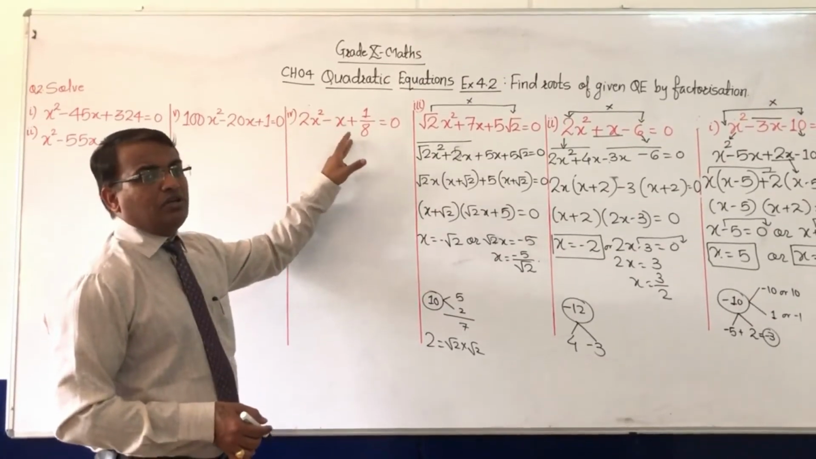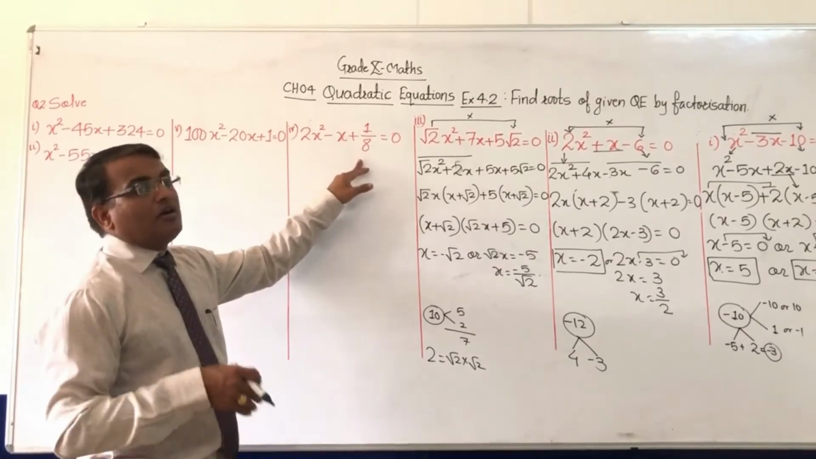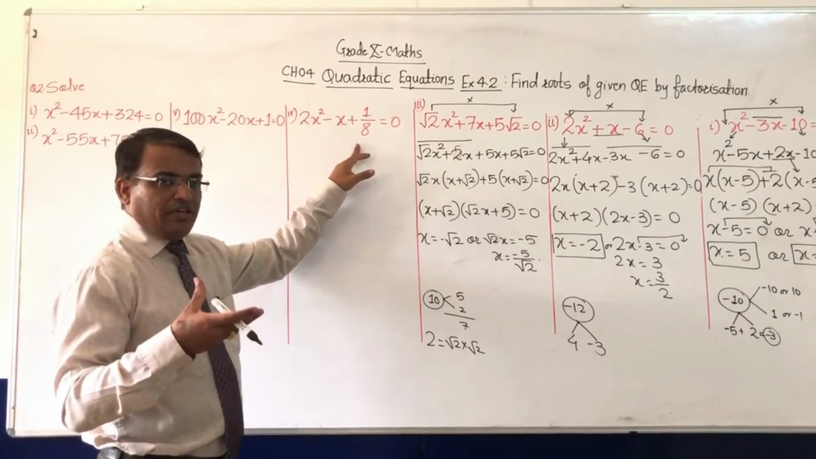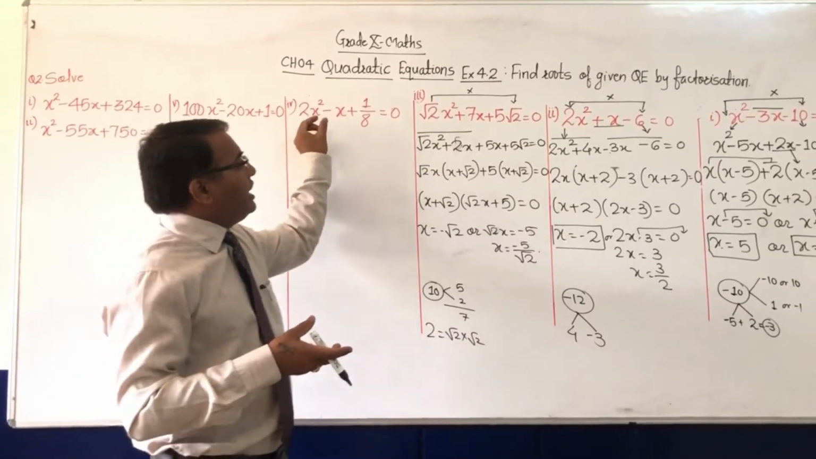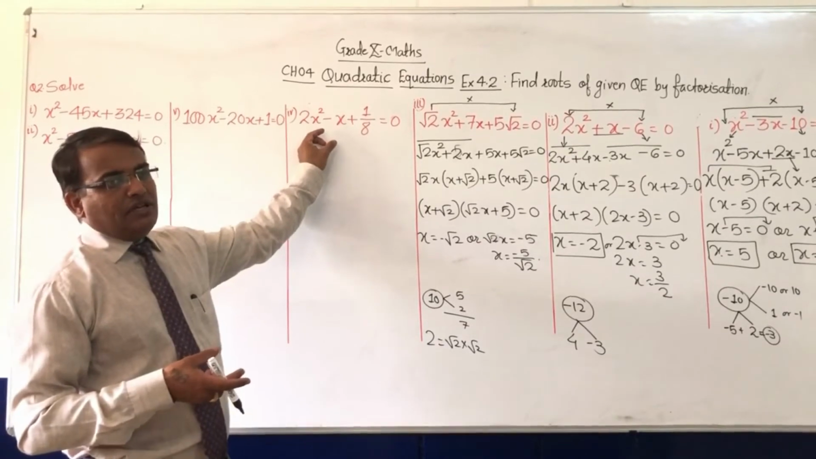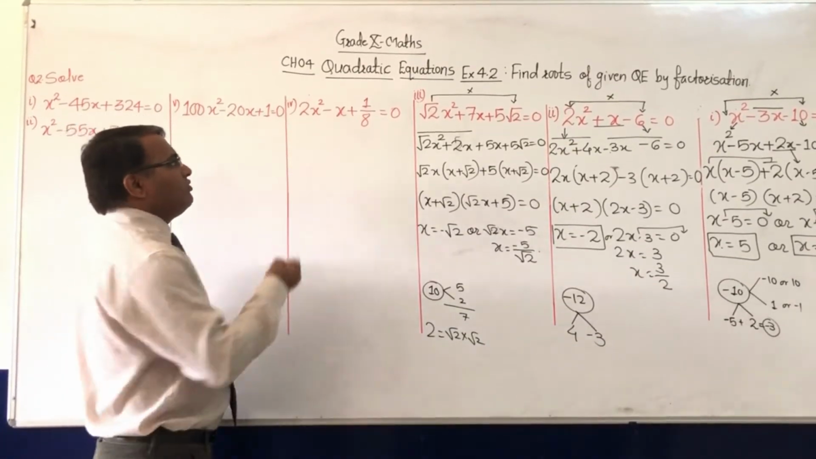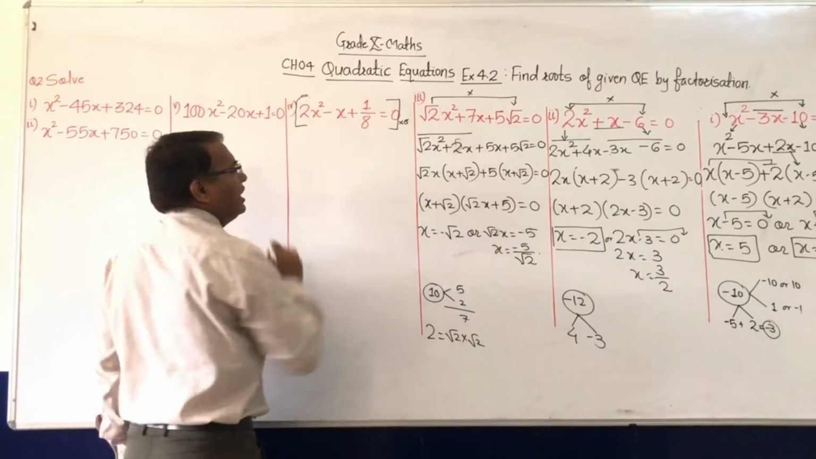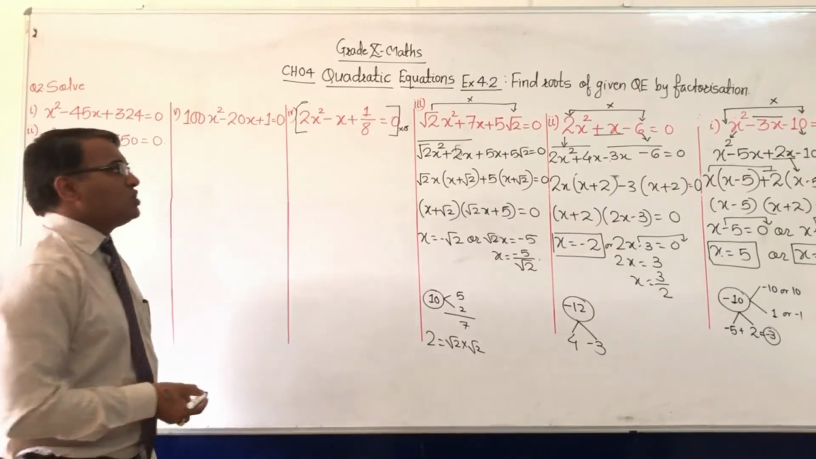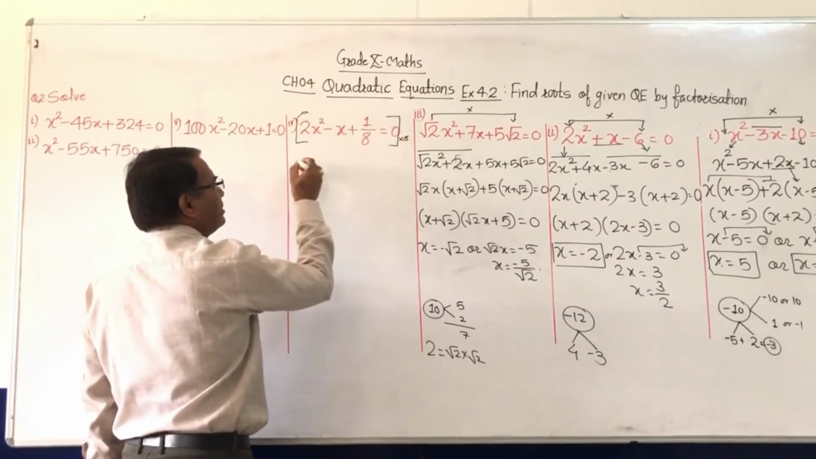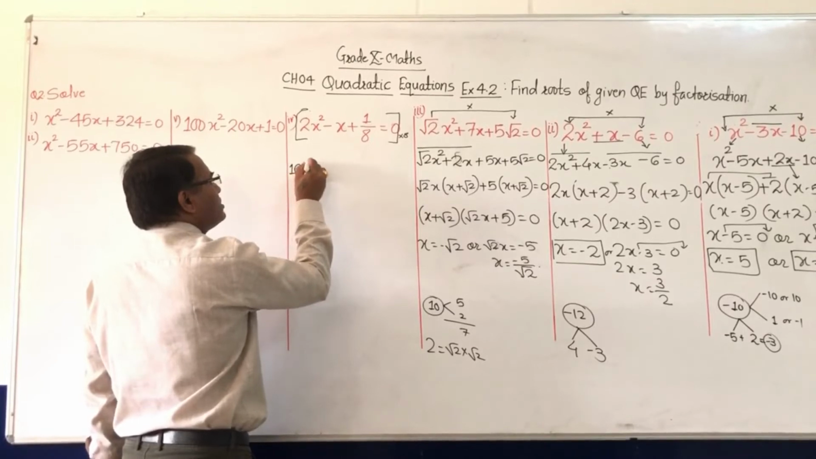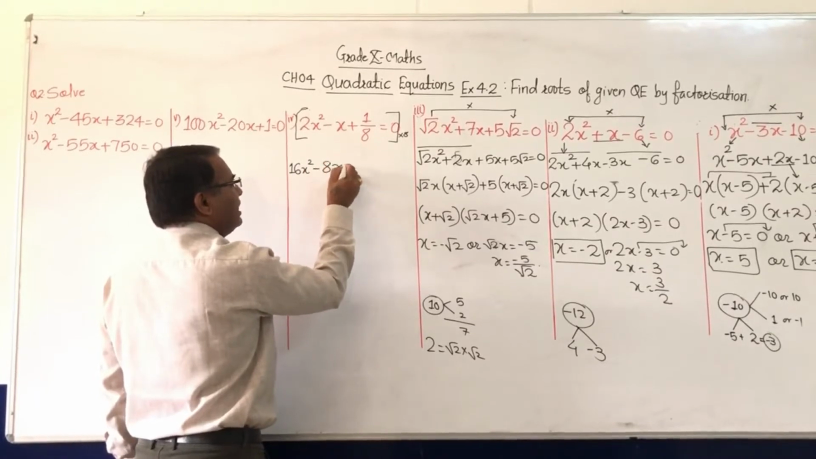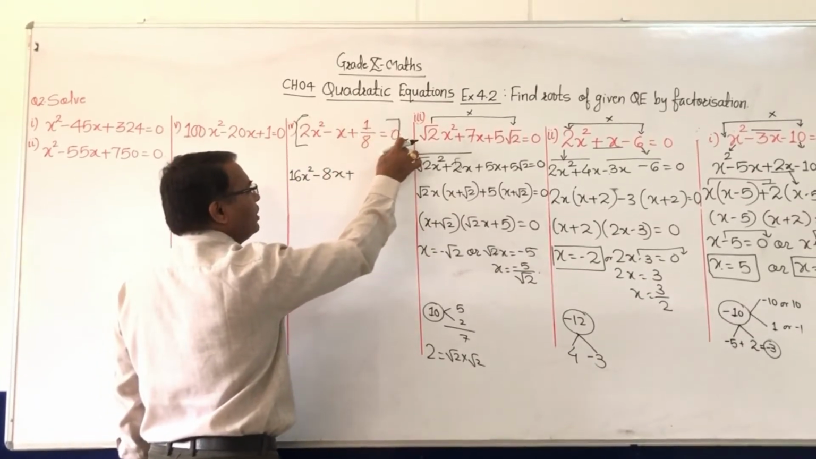But in this case what will happen? You will be getting 1 by 4, and then the multiplication numbers for 1 by 4, you should get the answer minus 1. So the other alternate method is what we will do? We will multiply this whole equation by 8. So what will happen? 2 into 8 is equal to 16x square. Then minus 1 into 8 will give you minus 8x, and then 1 by 8 into 8.